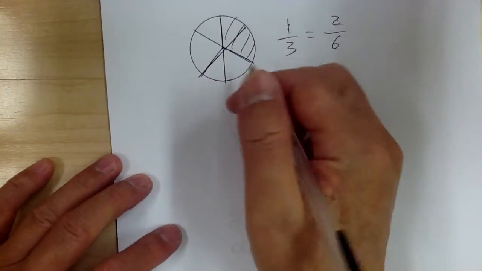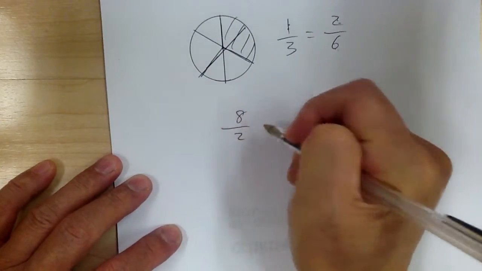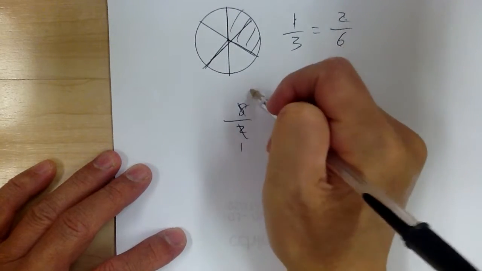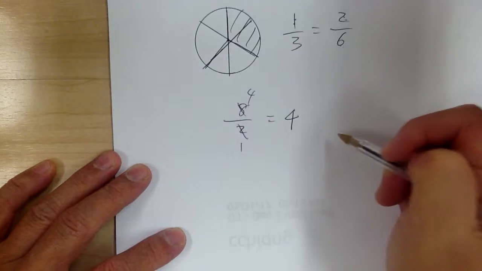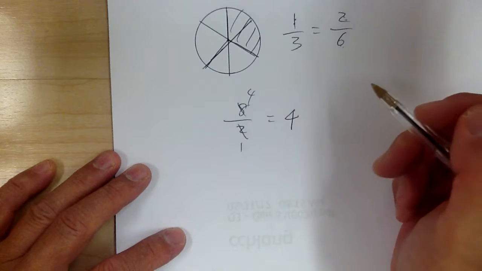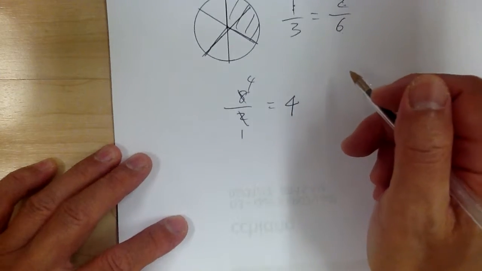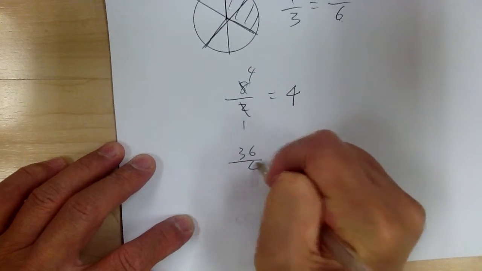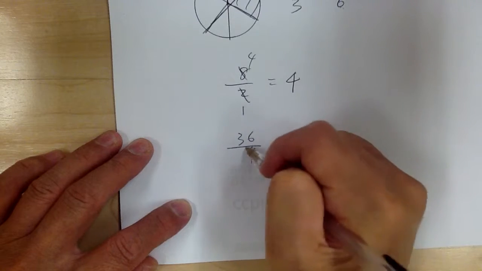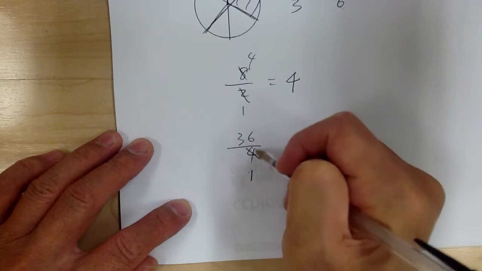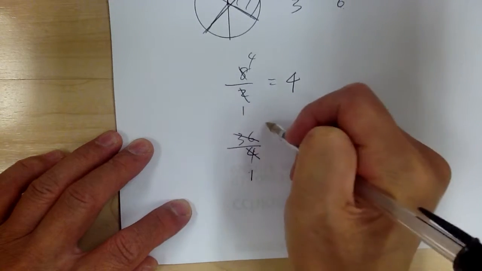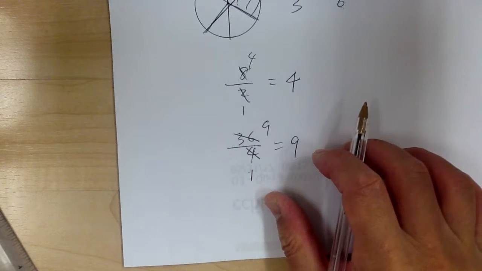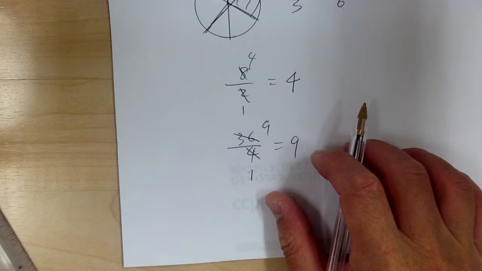Okay? So for example, if you have 8 over 2, then both are divisible by 2, so you can cancel this out. So the answer equals 4. So you need to know how to reduce that. Okay? And if you have, for example, 36 over 4, and again you can reduce, so divide by 4, you get 1. Divide by 4, you get 9. So the answer equals 9. So this is how you reduce some of the fractions.